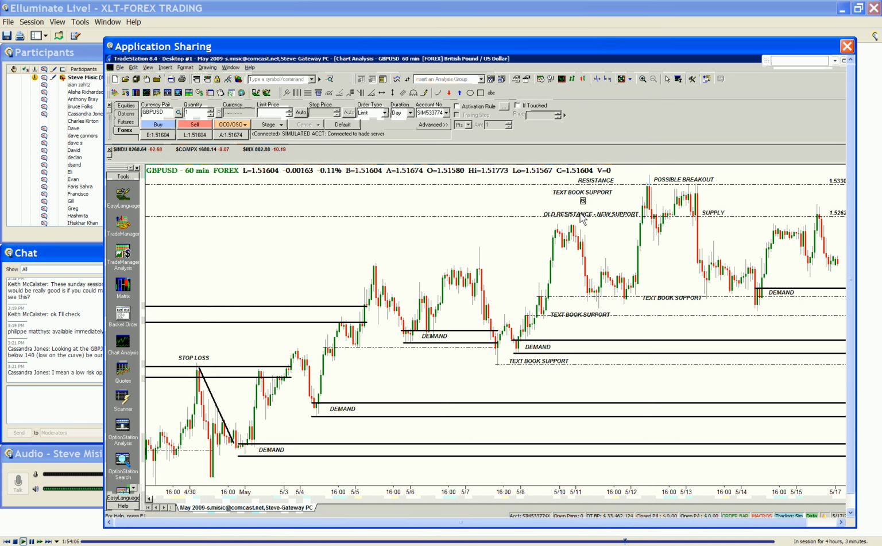And I always mark this off, especially for new people. Textbook support is old resistance is new support. So at one time this was resistance, it should be support. But then it makes the supply level rally base drop.